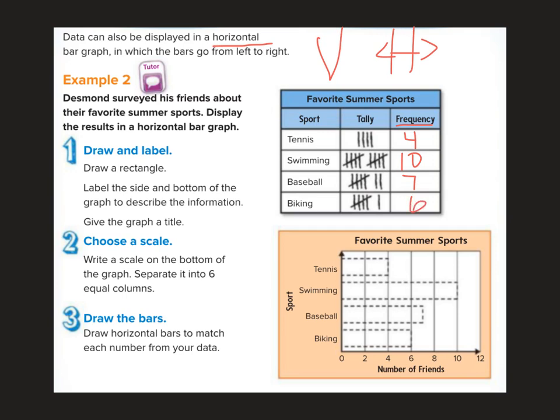So if I'm going to go in here, notice my title, notice my label: tennis, swimming, baseball, and biking. Obviously it's sports, but you need to label. And especially the numbers you need to label, okay guys? Because if you don't label the numbers, we don't know what those numbers mean. So those numbers mean number of friends. So to make 4, I'm going to go to the 4 line, and then I can color it in. Swimming, I need to make 10. So I'm going to go down to the 10 line, right? They already drew the bars for you.